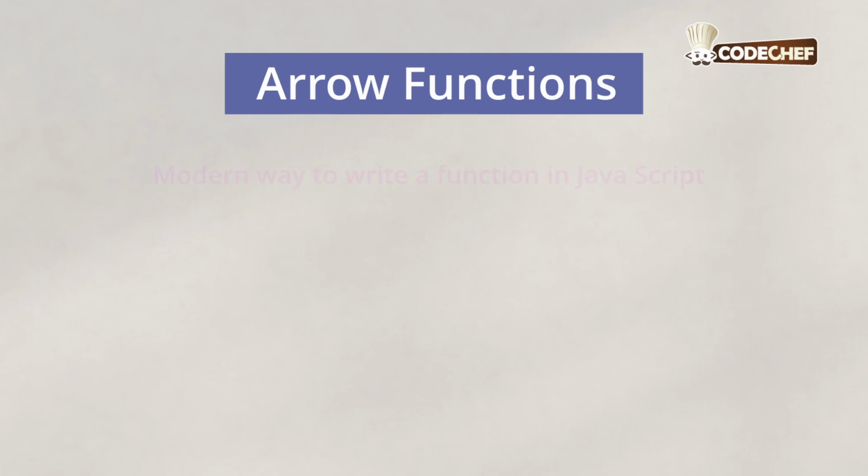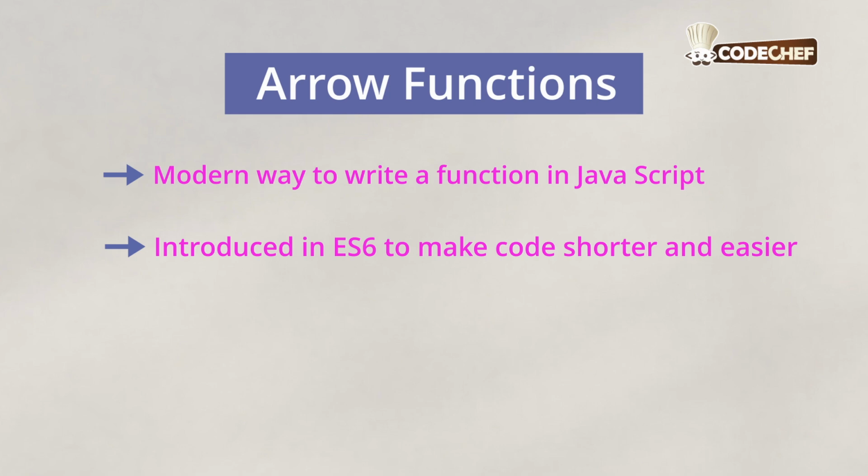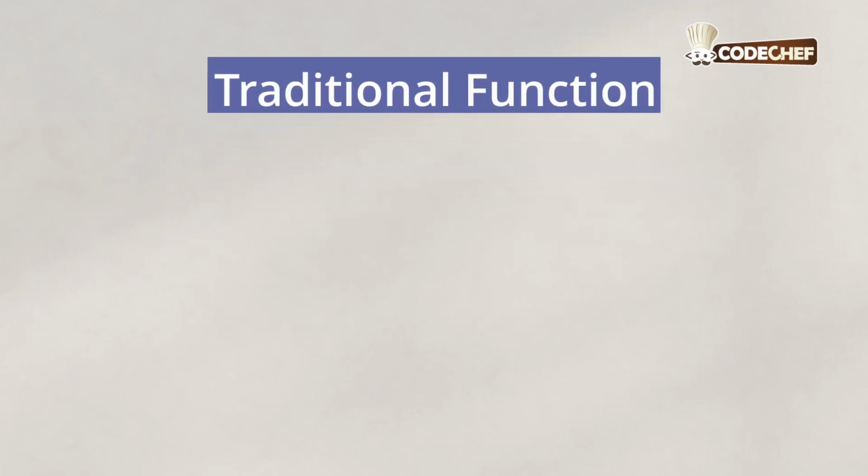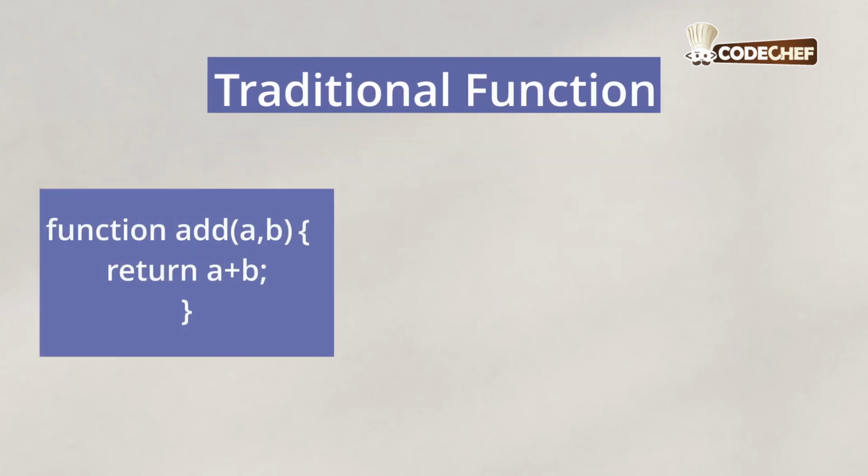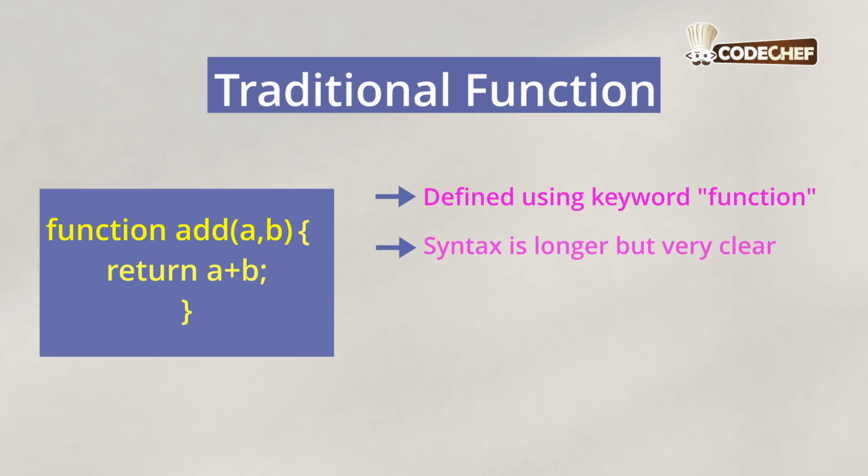Arrow functions are a modern way to write functions in JavaScript. They were introduced in ES6 to make code shorter and easier to read. They are also used heavily in React and JavaScript. So let us have a look at our traditional function. In our traditional functions, to define a function, you would have to use the keyword function. For example, let's say I have a simple addition function called add. I would have to use the keyword function in order to specify that it's a function, after which I would define the function in curly braces. And this syntax is longer, but it's very clear.